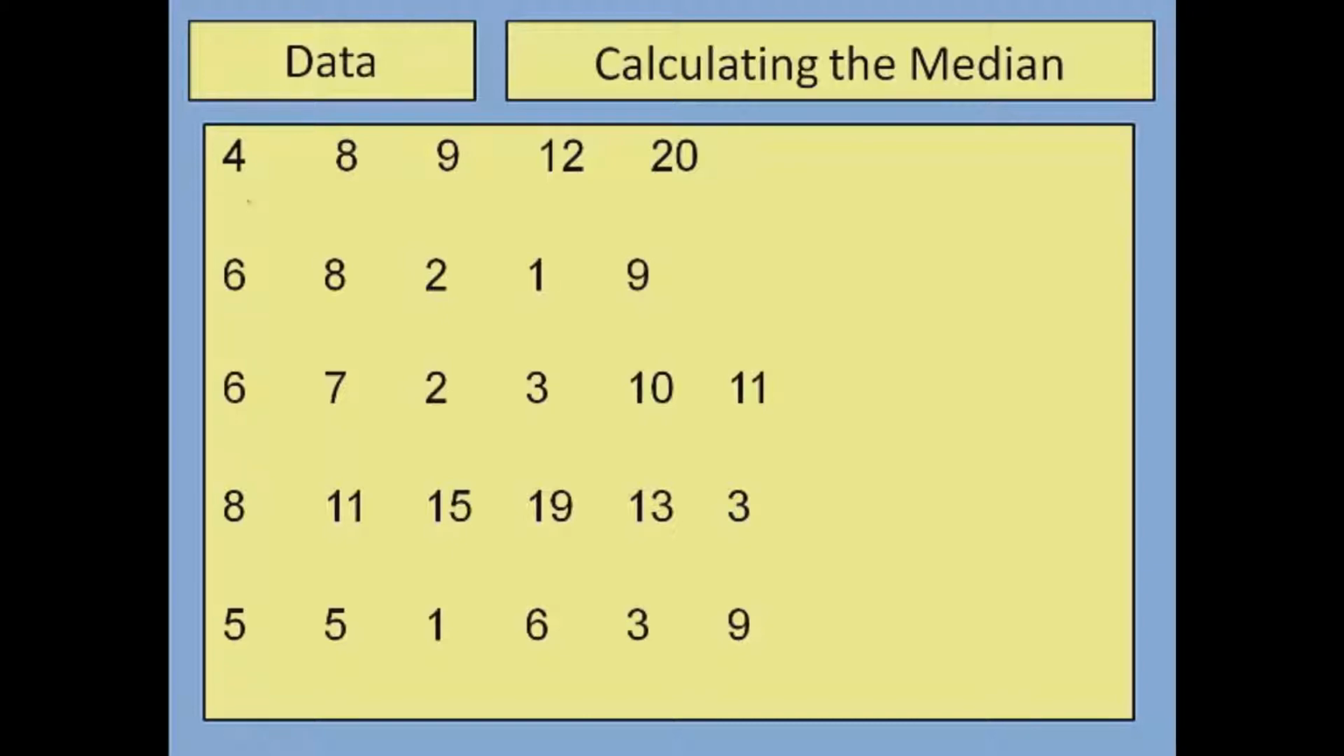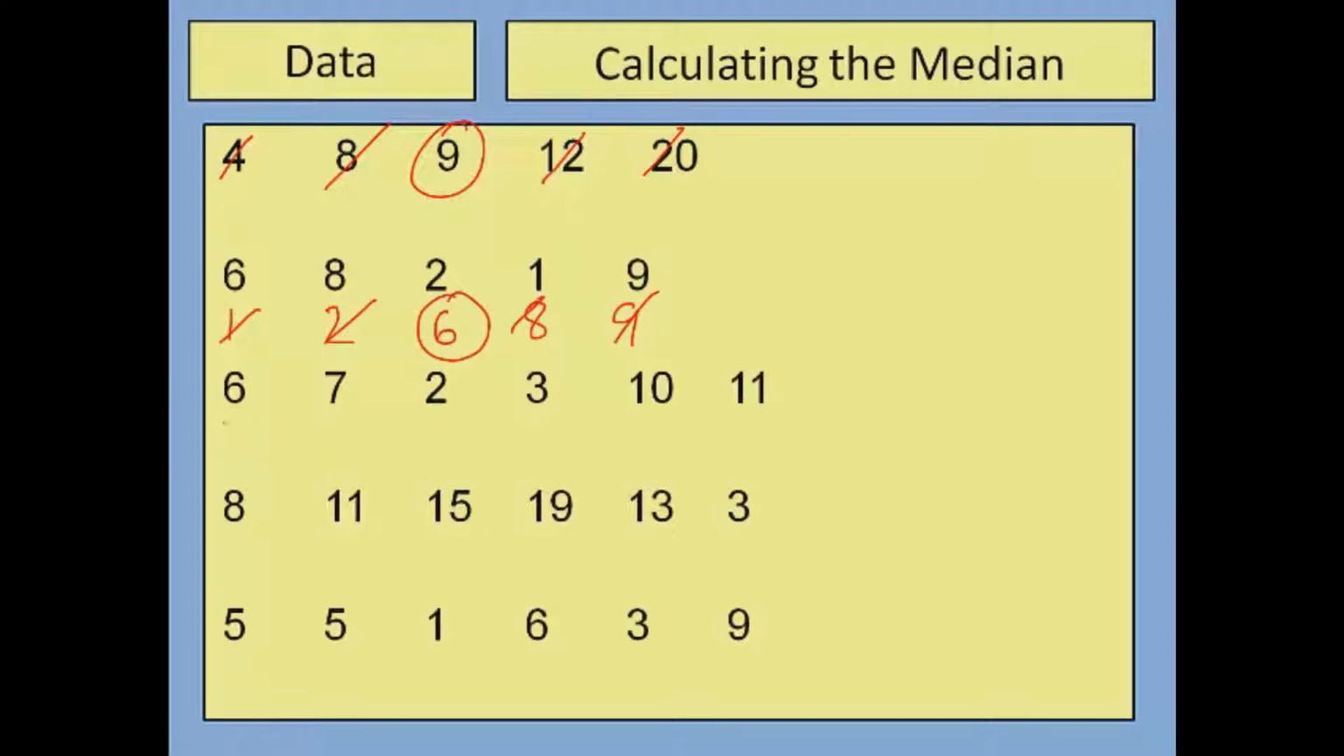Okay, here are the answers. For the first question, the numbers are already in order, which is quite nice. So if we cross off 4, 20, 8 and 12, we're left with a median of 9. For the next question, we need to put them in order. You get 1, 2, 6, 8 and 9, and in a similar way, when you cross these off, you end up with 6 being your median.